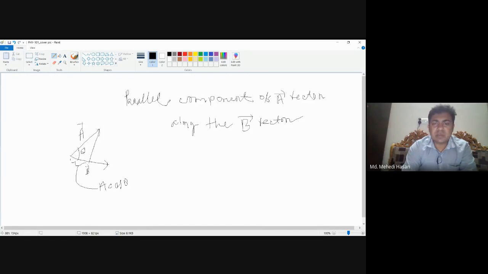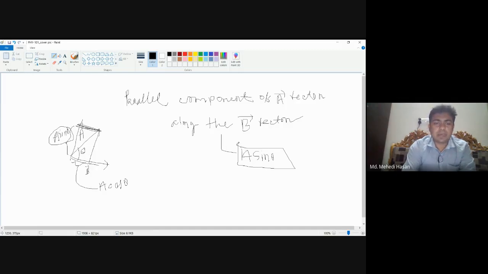Now, if the question gives the parallel component of vector A along the direction of B, the result will be A sin theta. A sin theta comes from drawing a line parallel to vector B, and this part is A sin theta. That's why this is called the parallel component of vector A along the direction of vector B. So if the question gives the parallel component of vector A along the direction of B, this is the result.